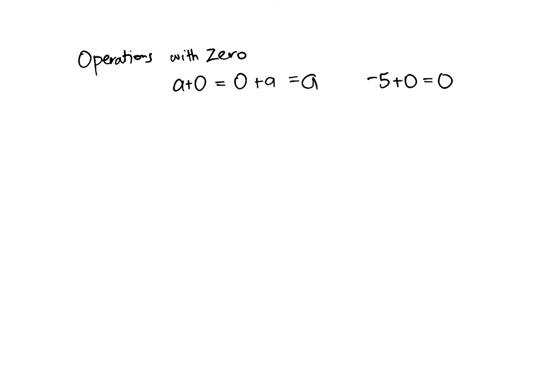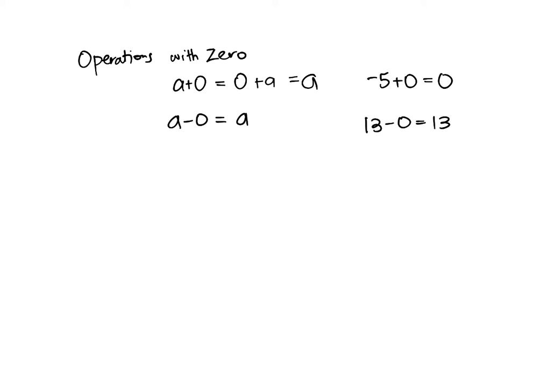I also wanted to talk a little about operations involving 0. So whenever you're adding something to 0, it's going to be the same number. So a plus 0 is the same as 0 plus a, which is just a. If I have negative 5 plus 0, that would just be negative 5. And if you're subtracting 0 from anything, it would just be the same number. A minus 0 is equal to a. If I had 13 minus 0, it would be 13.